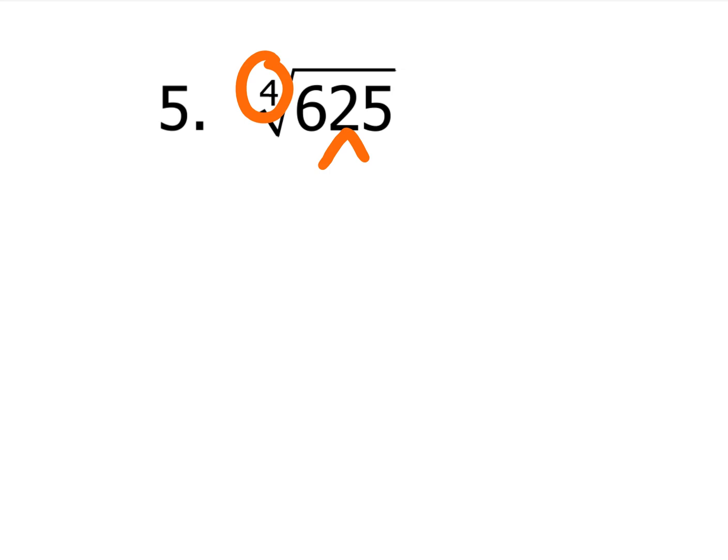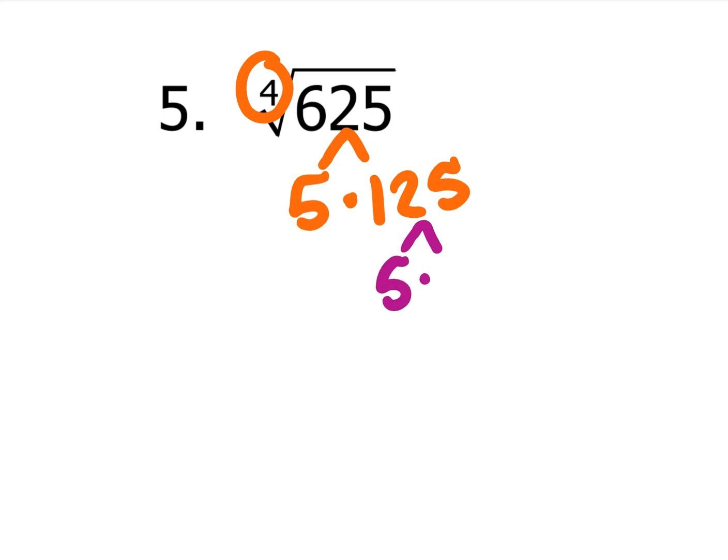It ends in a 5, so I know that I can divide this by 5. 625 divided by 5 is 125, so I'm going to write 5 times 125. Now my goal is to get a group of 4. So I'm going to keep going with 5, and I'm going to see what 125 divided by 5 is. 5 times 25 makes 125. Now I have two 5s, so hopefully I can get two more. And I will, because we know that 25 is 5 times 5.